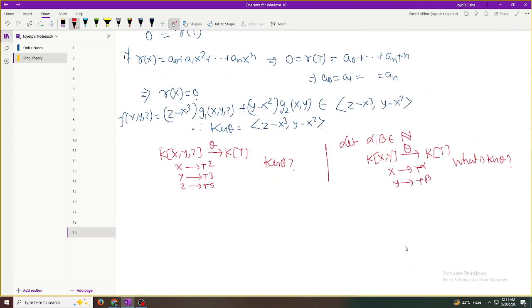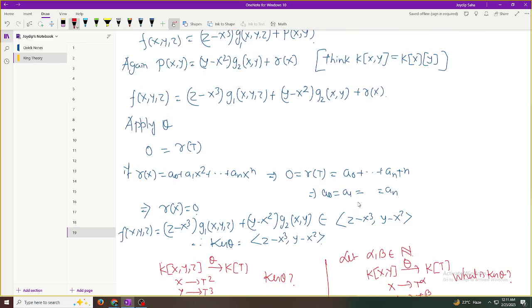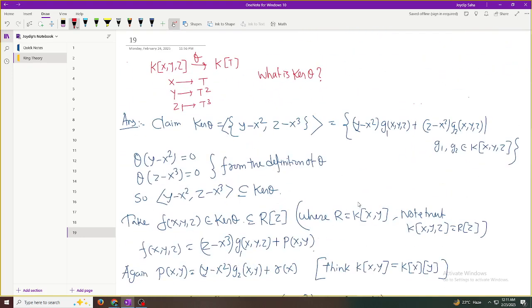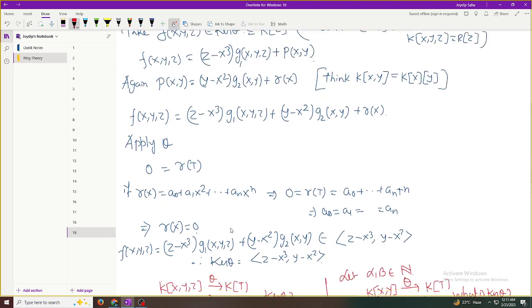Okay. For the first problem, it is z square minus x to the power 5 and y square minus x cube. I mean the generating polynomial. That is your guess. Prove it. Because it is not so easy a problem, at first you try. Prove it. Okay.